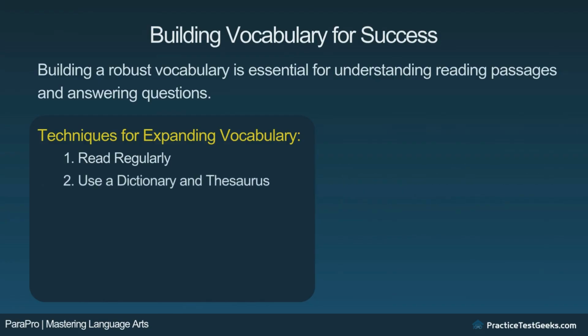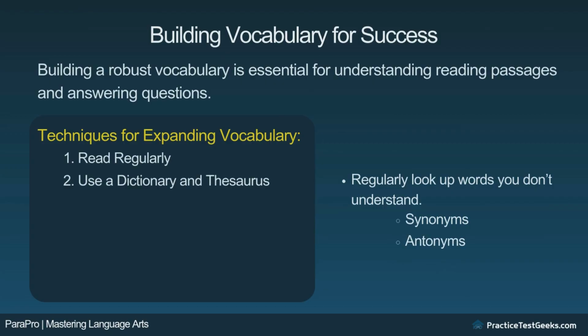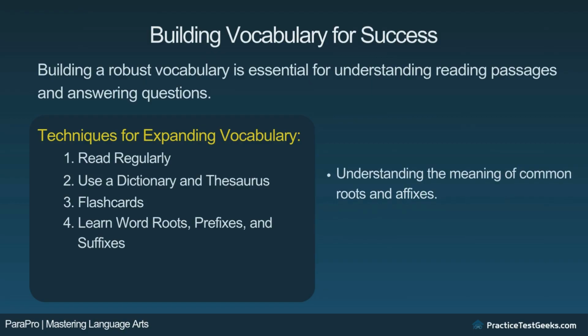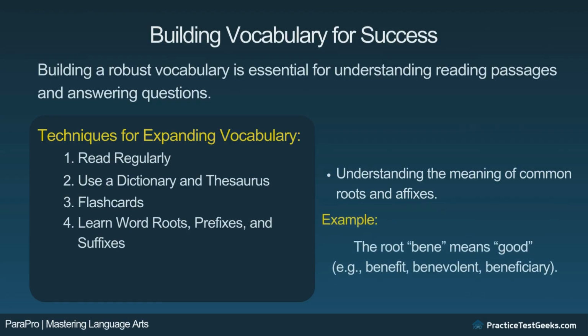2. Use a dictionary and thesaurus. Regularly look up words you don't understand and make use of synonyms and antonyms. 3. Flashcards. Create flashcards with new words and their meanings. Review them regularly to reinforce learning. 4. Learn word roots, prefixes, and suffixes. Understanding the meaning of common roots and affixes helps you decode unfamiliar words. Example: the root bene means good, like benefit, benevolent, beneficiary.